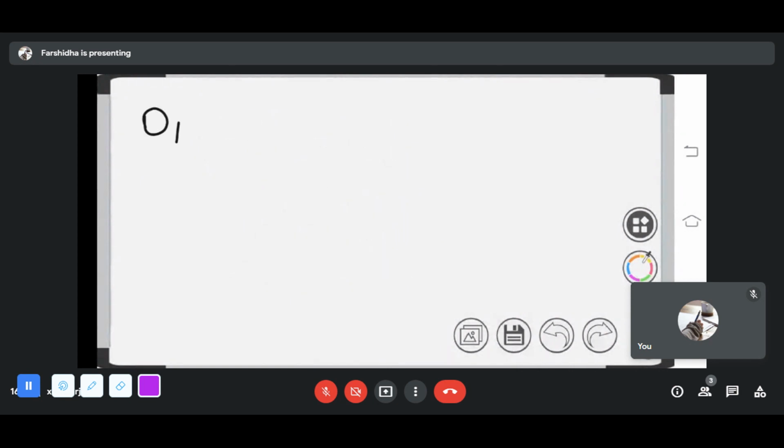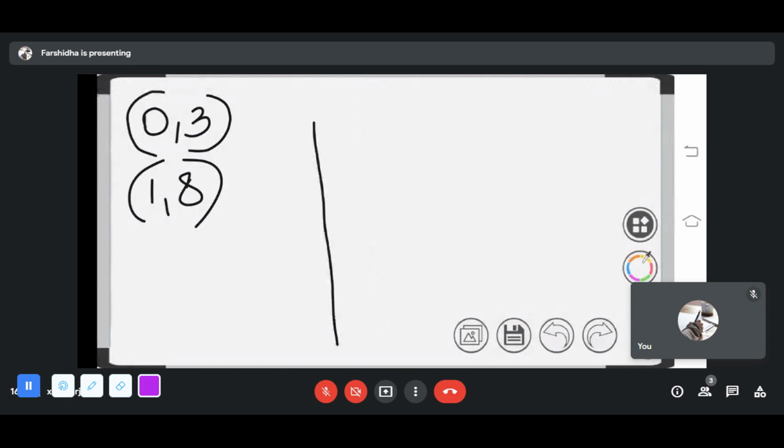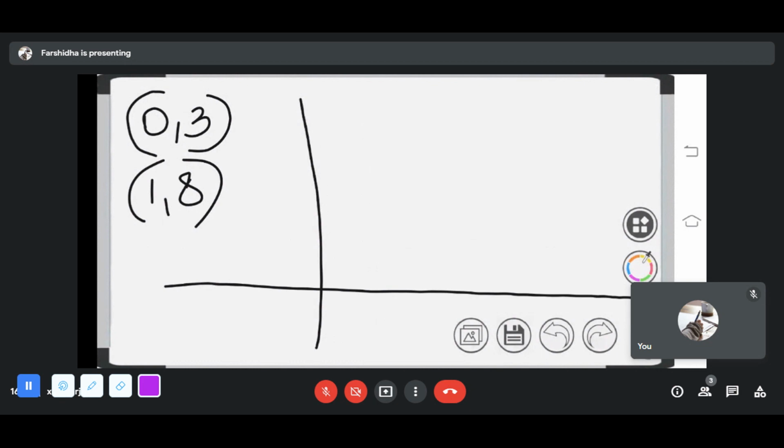So your points are 0, 3 and 1, 8. So change, it's not 1, 2, it's 1, 8. Now you will draw a graph. 1, 2, 3.